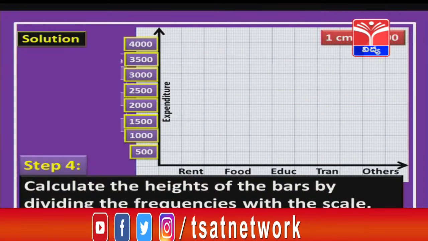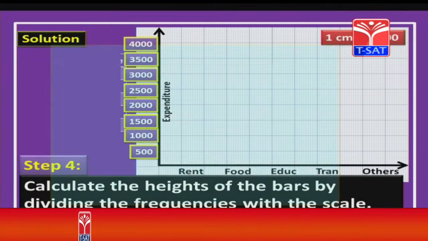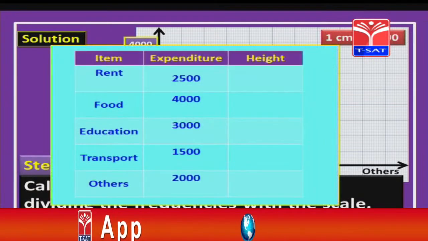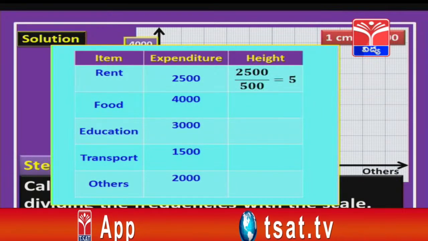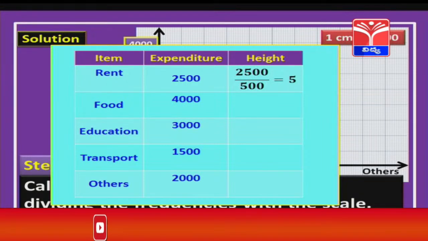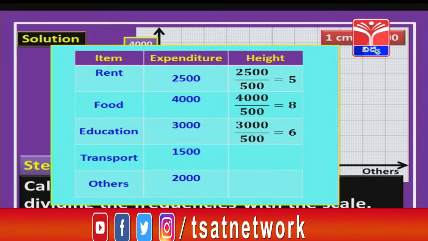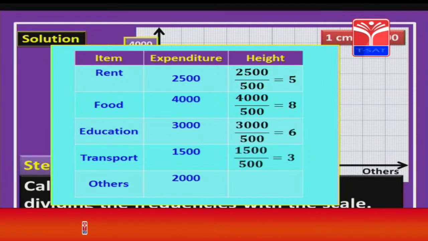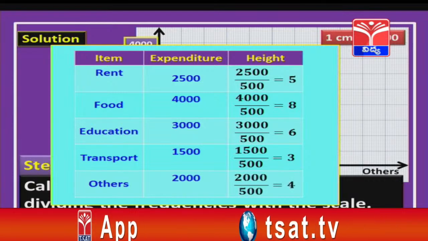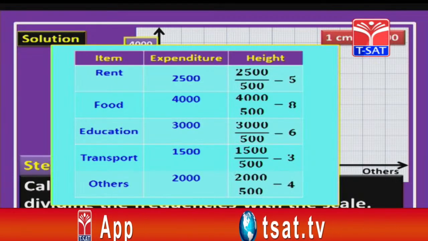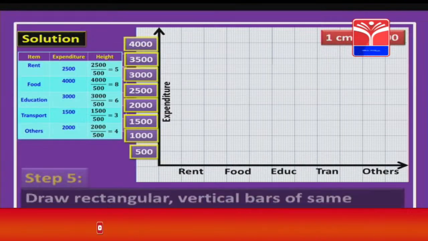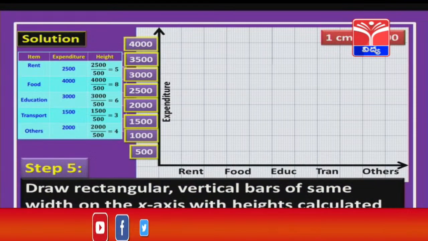Now calculate the heights of the bars. How do we calculate? Yes, let us see. So 2500 divided by 500 is 5, then 4000 by 500 is 8, 3000 by 500 is 6, similarly 1500 by 500 is 3, and 2000 by 500 is 4. Okay, children. Now let us draw the bars on the x axis.